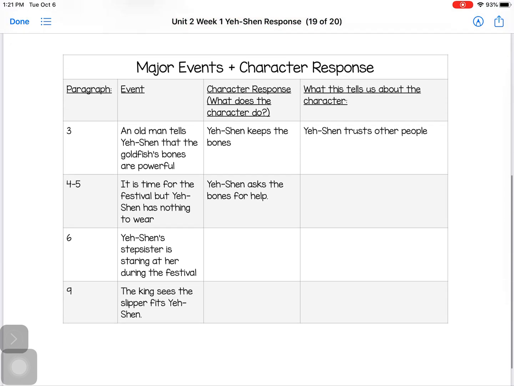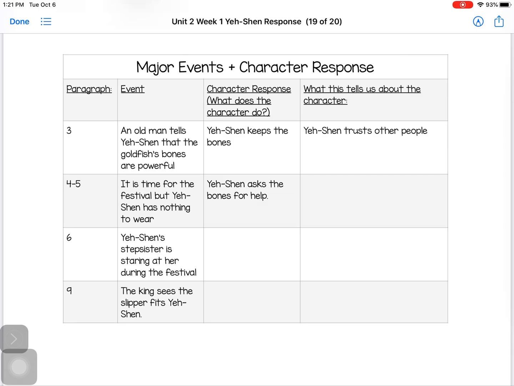And then you're going to go down to the major events and character response activity. And we looked at some major events, we underlined them. One was in paragraph 3. It was about the old man telling Yeh-Shen that the goldfish's bones were powerful. And you're going to record what the response is. So I did this first one for you. The response is that she keeps the bones.